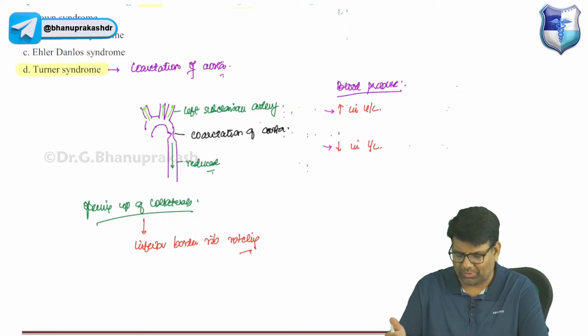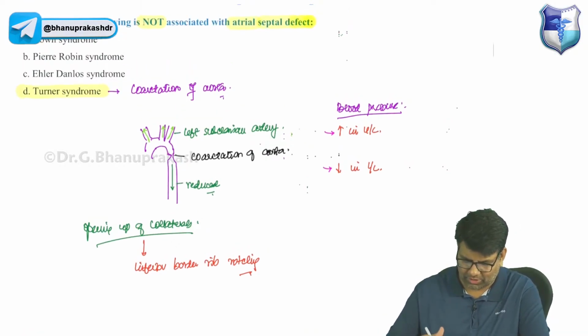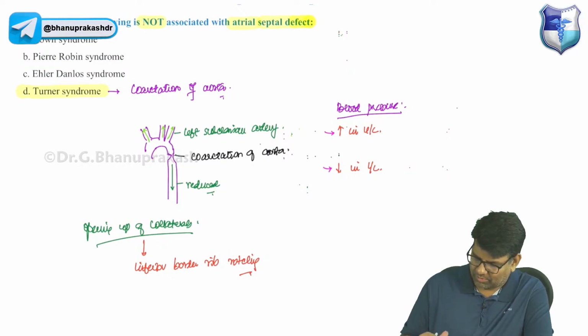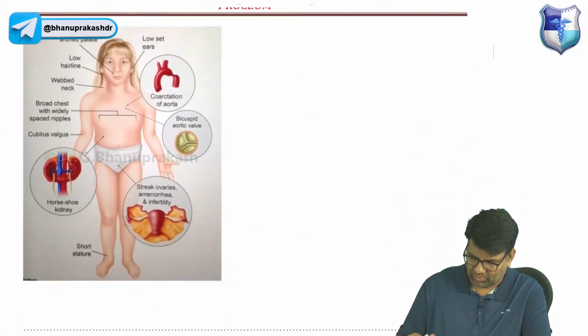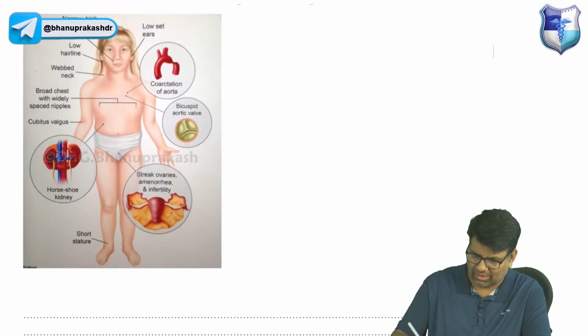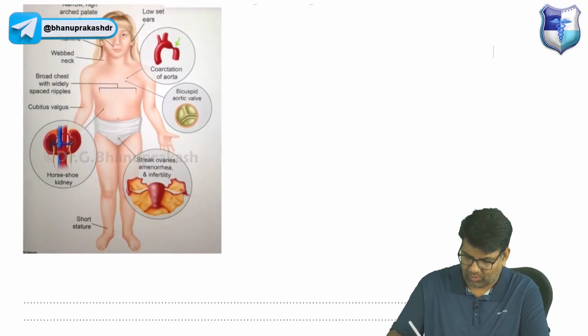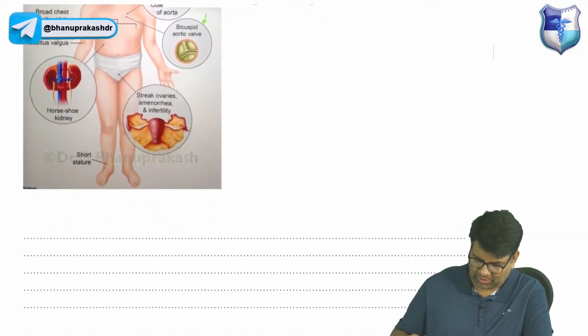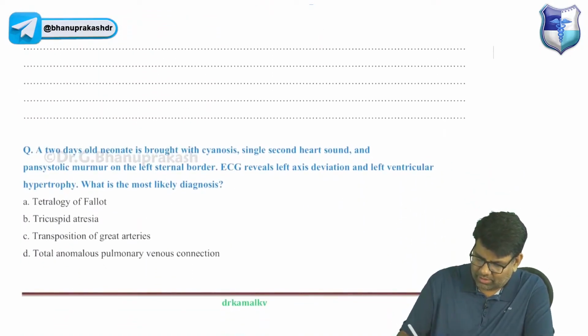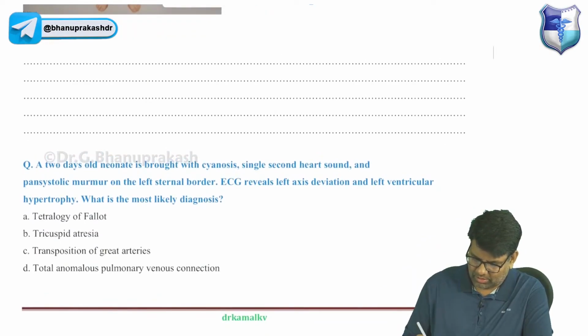I'm not going into the symptomatology or other features of Turner syndrome as such. I'm more concerned with the coarctation of aorta part here. This is a classical picture of Turner syndrome, and you see coarctation along with bicuspid valve. Okay, let's move on to another question.